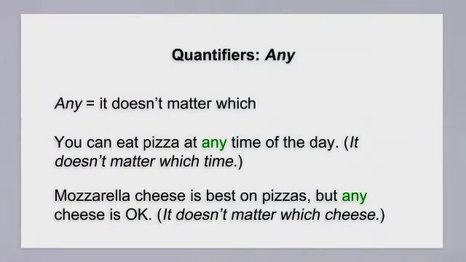We can also use any in positive sentences. Here it has a different meaning. Look at these examples. You can eat pizza at any time of the day. It doesn't matter which time, all times are okay. Here's another example. Mozzarella cheese is best on pizzas, but any cheese is okay. Any cheese means it doesn't matter which cheese.